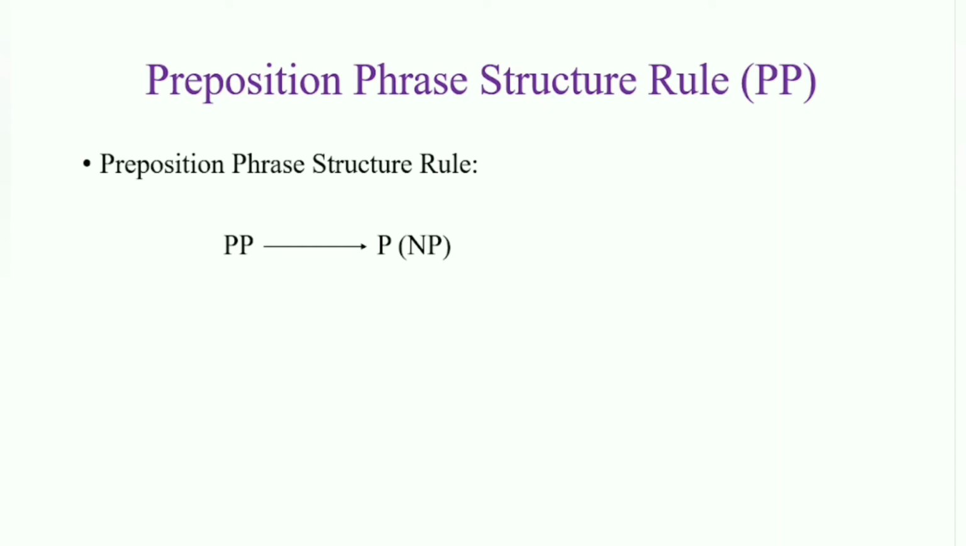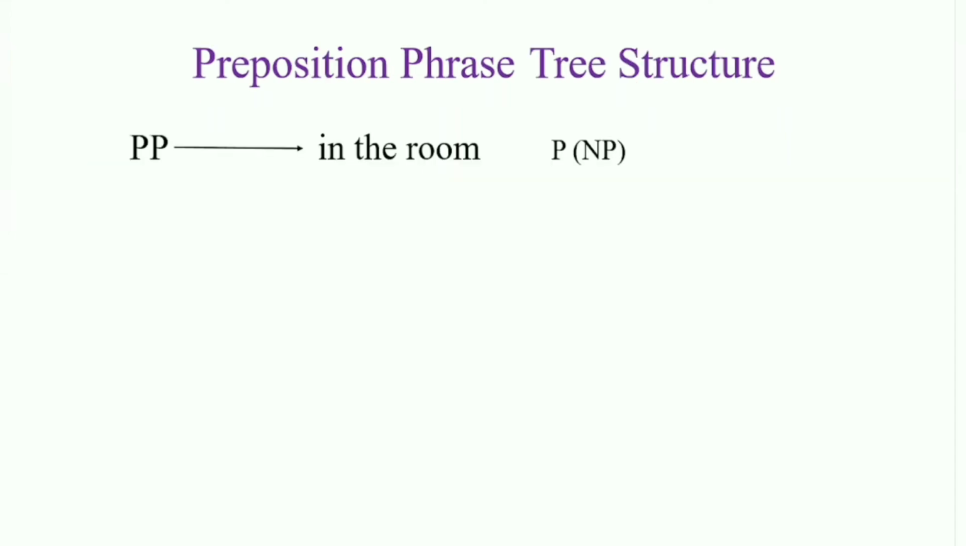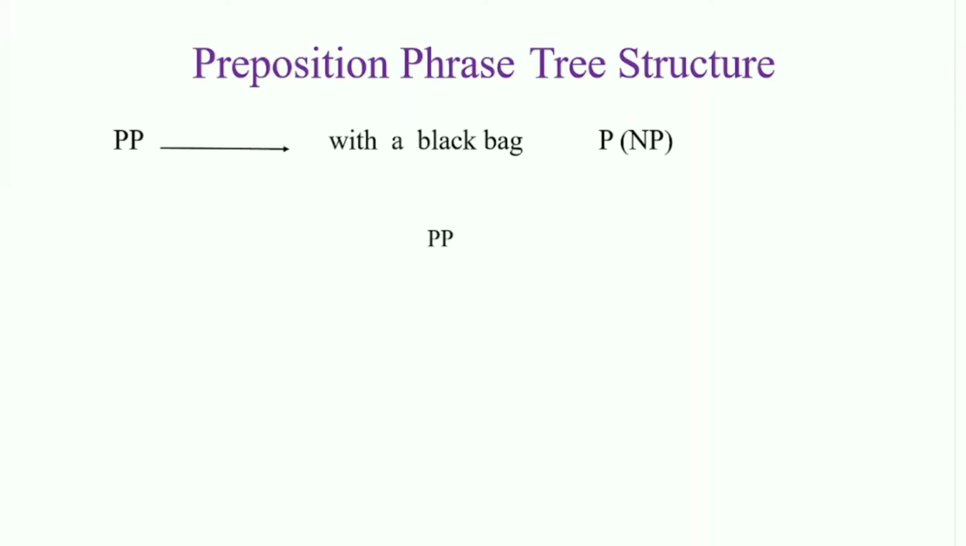Preposition phrase structure. As I told you earlier, a preposition phrase consists of a preposition and a noun phrase. So we can draw its structure in this way. The main node will be a prepositional phrase, and it is divided into two parts: one is the preposition, the other is the noun phrase. In the preposition we have "in", in the noun phrase we have the determiner "the" and the noun "room". Observe the next tree structure: preposition P and NP, P is "with", NP has determiner, adjective and noun: a black bag.